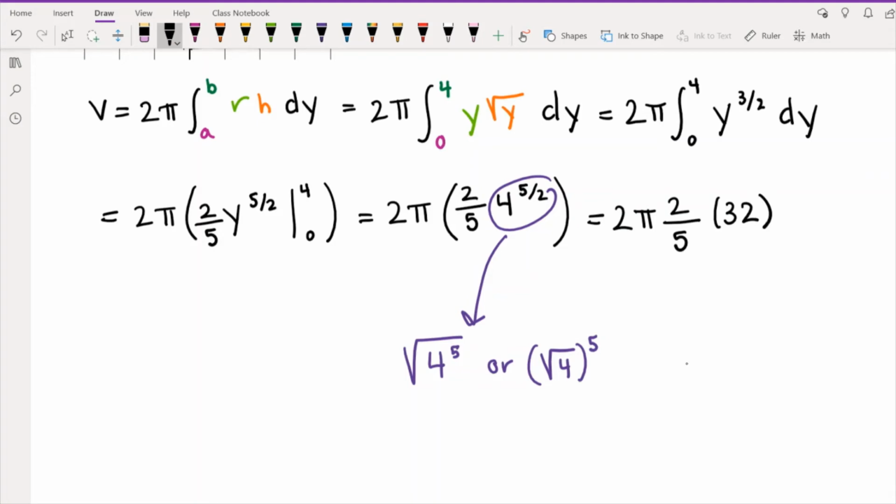And then we can just multiply this stuff through. So we have 2 times 2 is 4. 4 times 32 is, that's a good question. What is that? 128. So we have 128 pi divided by 5.